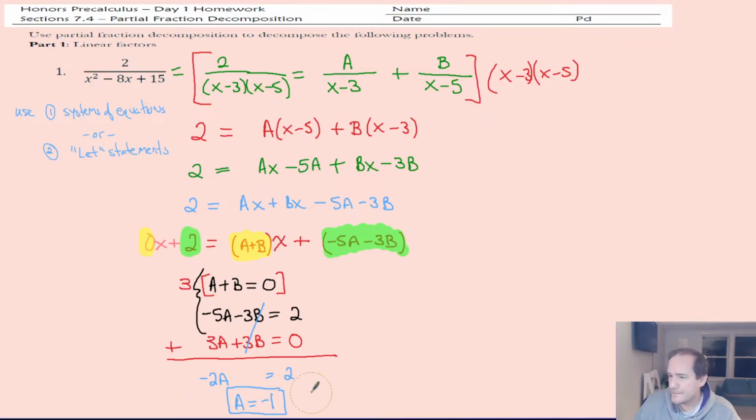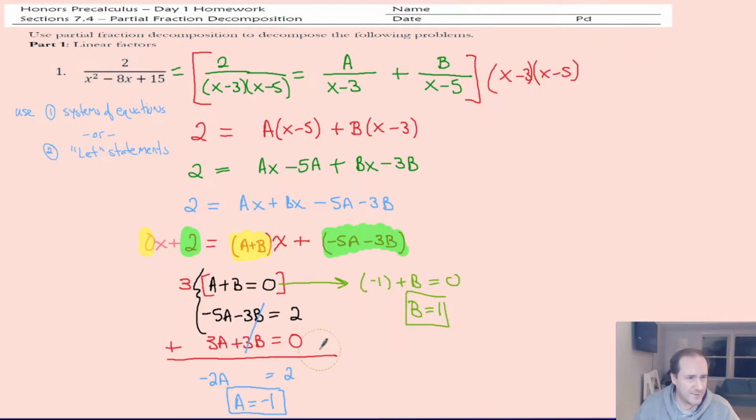Now, I can take that negative 1 and just plug it into any of these equations. The top one seems simplest to me. So I tend to just draw a little arrow, and then the negative 1 gets substituted in. So instead of a, I've got negative 1 plus b equals 0. So to solve, I'll add 1 to both sides, and I'll get b equals 1.